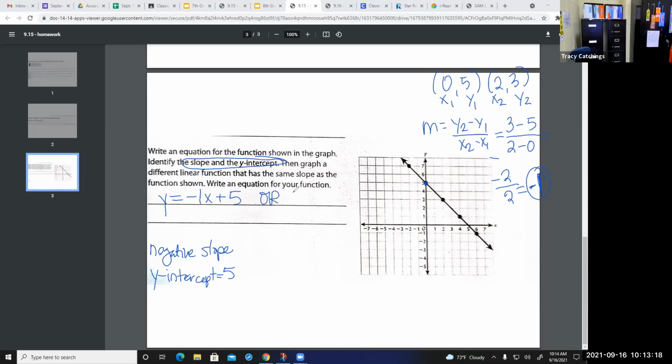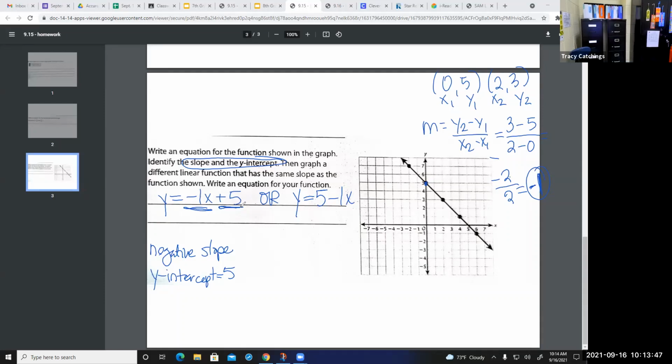Or you could have written it as y equals 2 minus 1x. So don't do a plus and negative, just do 1 minus. I like to underline and pay attention to the sign in the front. That'll help you see what you move. Okay, how do you get 2 over 2? From 3 minus 5 gave us negative 2, and then 2 minus 0 gave us 2.